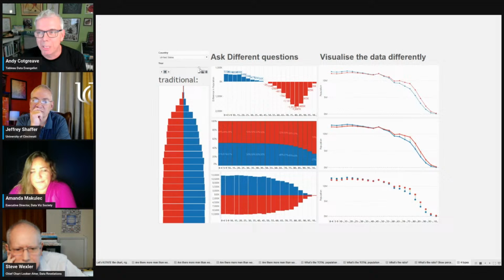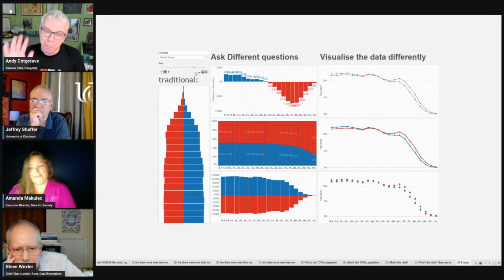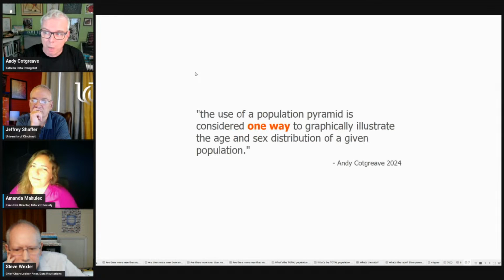So when somebody tells you that the population pyramid is the best way to do something, as a chart chat viewer, there's no such thing as the best chart. Population pyramids are amazing, but they hide insights. So it ain't the best way. It's one way. That's my version of the quote. And you can continue ripping me apart now about the things I've got wrong.